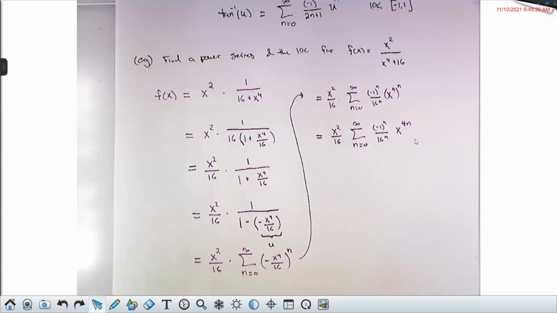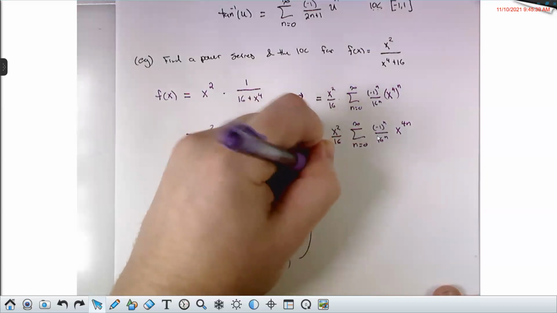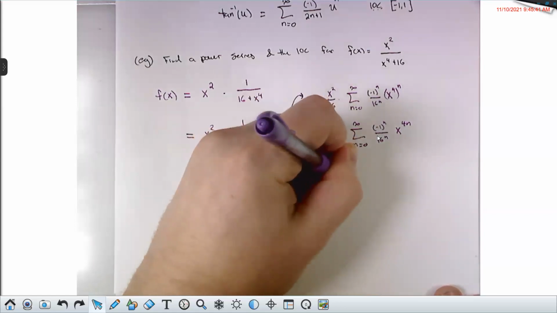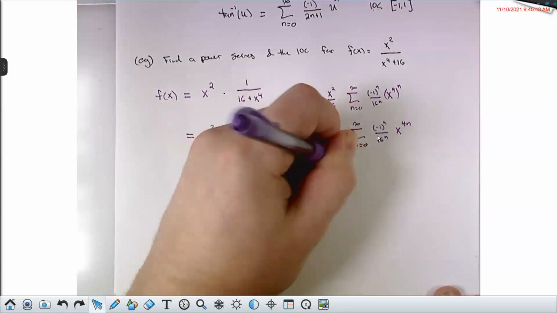Now we're ready to finish the job. I've got a 16 downstairs here. I'm going to move this whole chunk inside the series. I'll do it in separate steps because we're still just kind of learning this. But in the future, I'll do this as a single step.